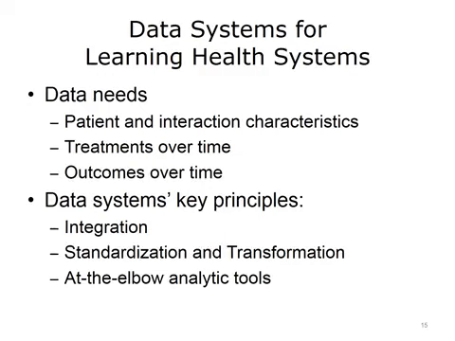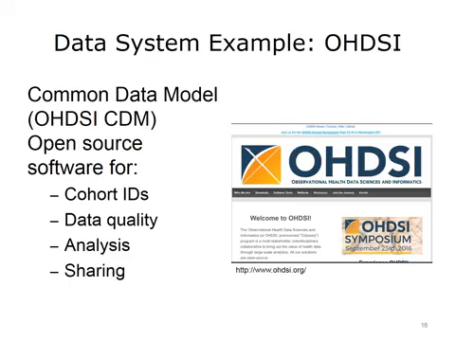The ability to analyze the data, either visually or through more advanced algorithms, is needed at the point of care or at the elbow. An example of the specifications for data and data systems is given by Observational Health Data Sciences and Informatics, or OHDSI, pronounced Odyssey. They define the standard data models that may be used, provide data specifications, and have a whole set of tools to define cohorts for observational studies, look at data quality, facilitate analysis, and then help share results.